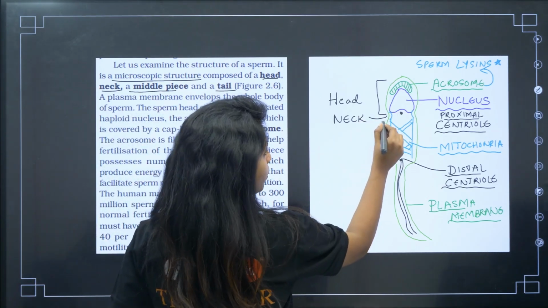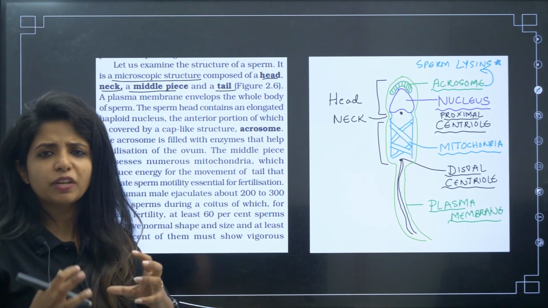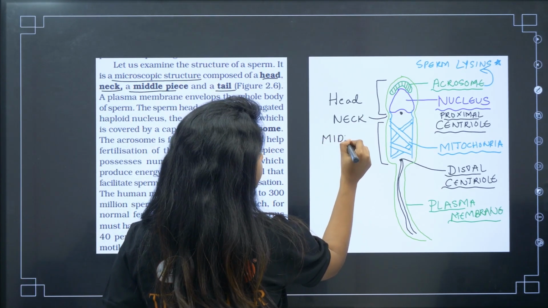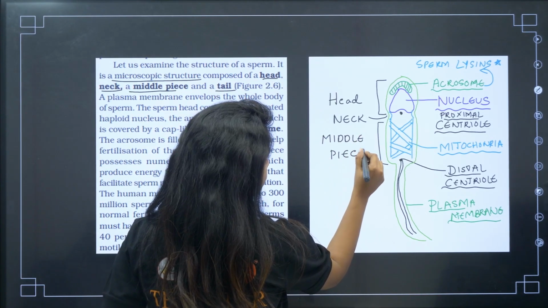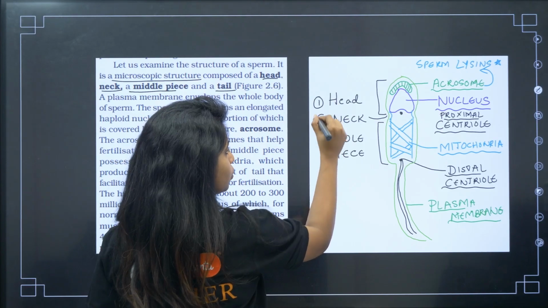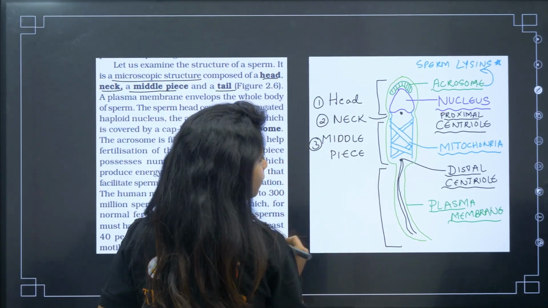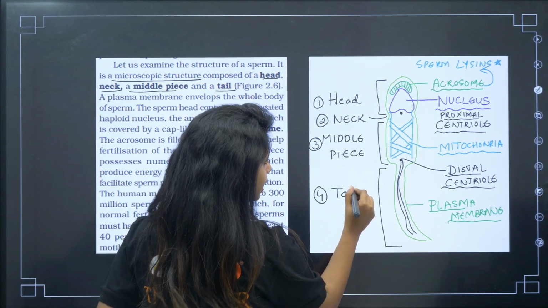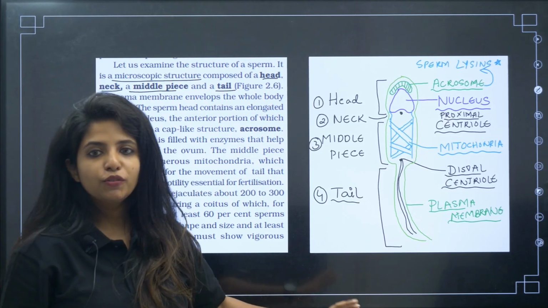Now if you talk about this particular region, which has so much mitochondria, what is it known as? You call this the middle piece. So this is 1, this is 2, this is 3, and towards the end, what do we have? This is your fourth part, which is the tail. I hope you got it.